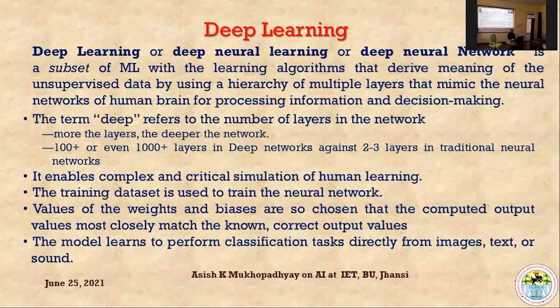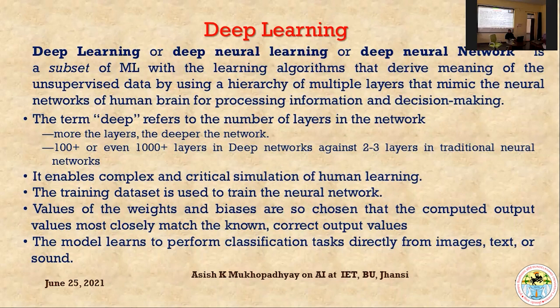A training data set is used to train the neural network. The values of the weights and biases are so chosen that the computed output values most closely match the known correct output value. Now I was talking about these biases and weights. We go on changing the weights and bias and see at which value of bias and weight change the output, when you give a test input, resembles the actual value. Then fix to that.